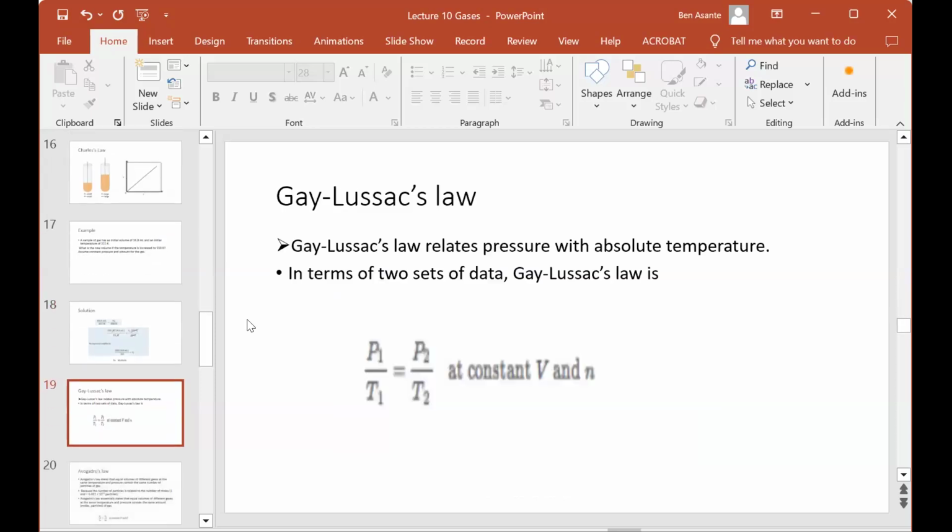Now we have Gay-Lussac's law. Gay-Lussac's law. All right. It relates pressure with absolute temperature in terms of two sets of data, right? Gay-Lussac's law is P1 over T1 equals P2 over T2.